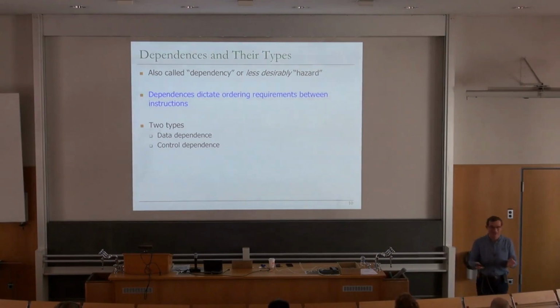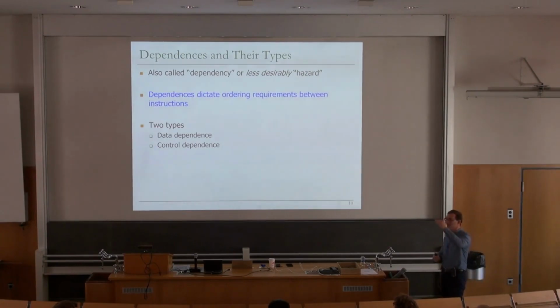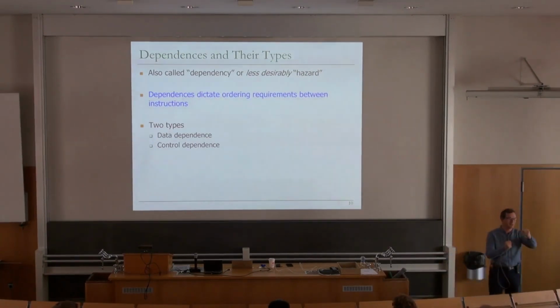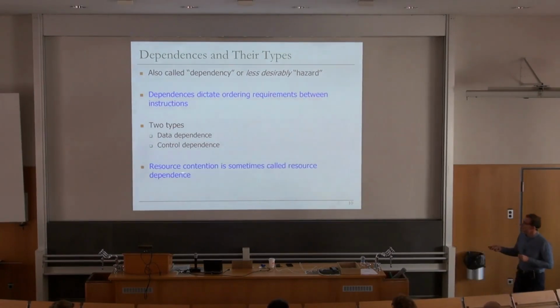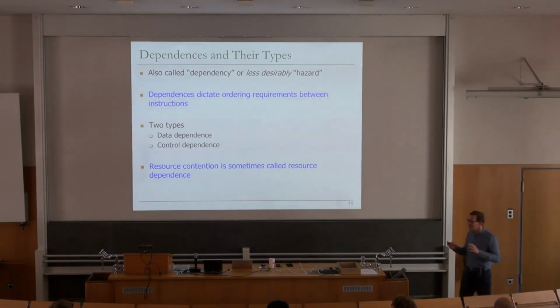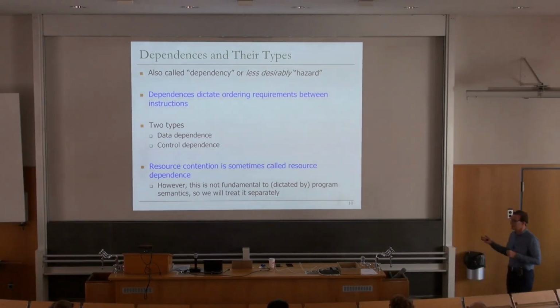But at least data and control dependence are very fundamental to the program. They are there for different reasons. You need to have a dependence between this instruction and this instruction, and you need to satisfy that dependence. That's fundamental. That's not really a hazard in the end. And control dependence is so fundamental to the von Neumann architecture, right? Every instruction is control dependent on the previous one. That's sequential dependence. So that's ingrained in the nature of the execution paradigm. Okay, so basically they dictate ordering requirements between instructions. And resource contention is also sometimes called resource dependence. This is not a true dependence, and it is not fundamental to the program semantics. We will treat it separately, and we have treated it separately, but we're going to get back to resource contention, especially in multi-core processors later on.